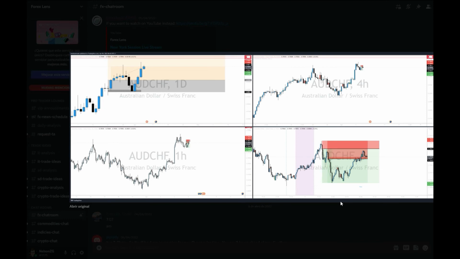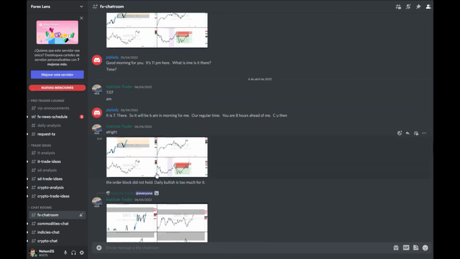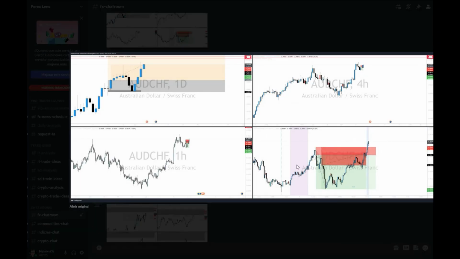And of course, there was another one on Aussie Swiss Franc. This is a buy signal we shared last week. We found this very nice opportunity for intraday, for a short entry, but bullish was too much. As we can see here, the order block did not hold. Daily bullish, it's too much for it. So unfortunately, this one hit our stop loss. So these were some entries with smart money concepts for this week.